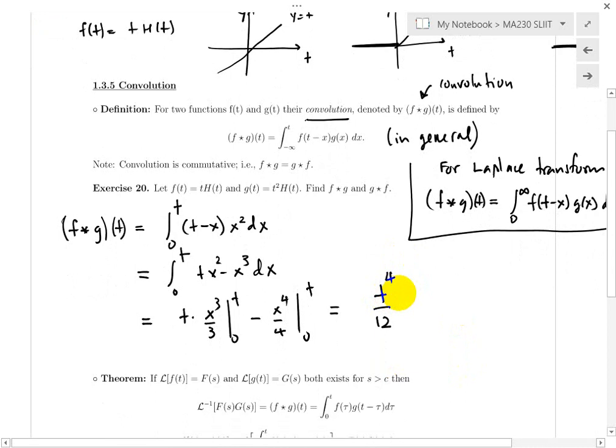Okay, so this is f convolution g. Now calculate the other one, g convolution f. It's going to be a function of t. So quickly do that and see what you have.